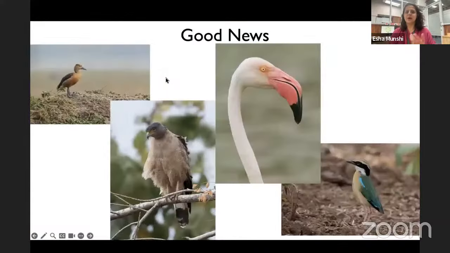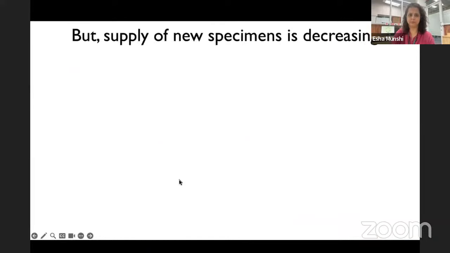But the good news is now we don't need that many museum specimens. Science has already described almost all the birds thanks to those museum specimens. Now we just take photographs. We can identify the birds, and we can see the contour feathers, which are here, here, here, everywhere. But there is a problem: the supply of new specimens is decreasing.